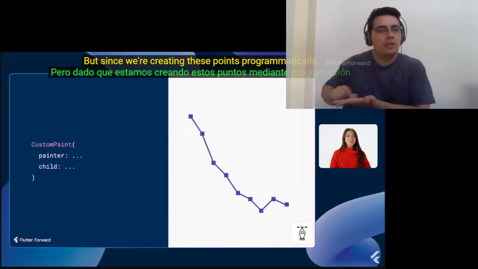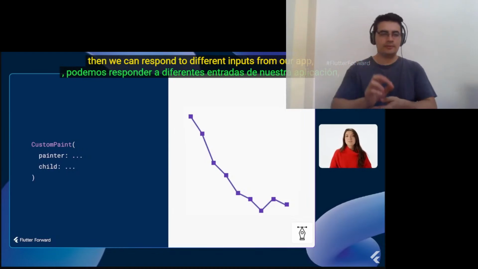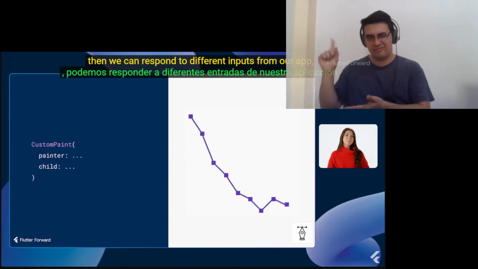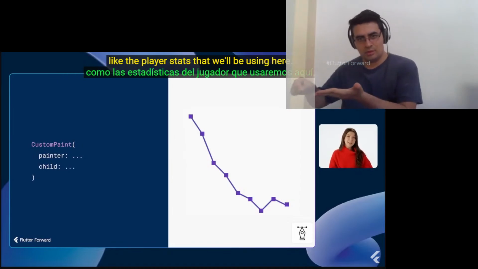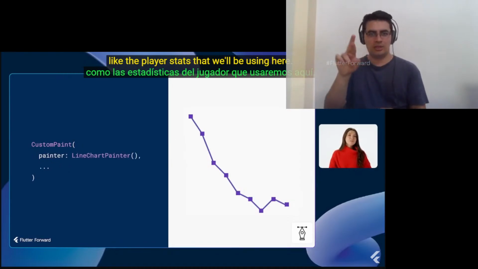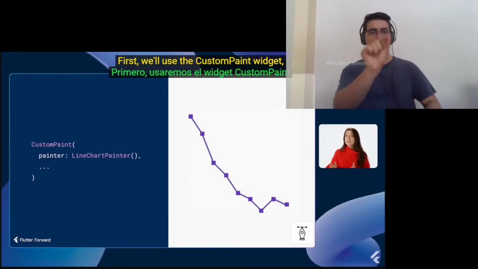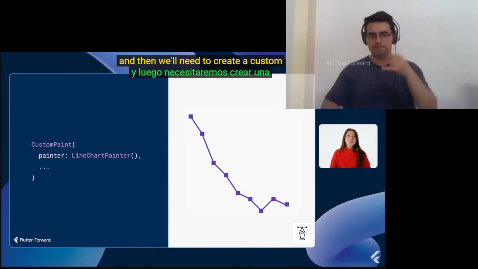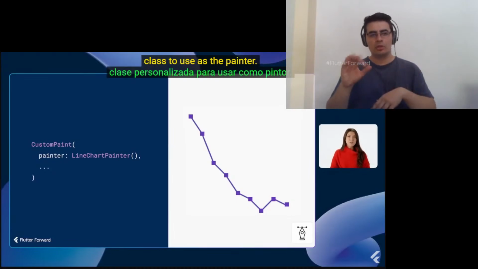But since we're creating these points programmatically, we can respond to different inputs from our app, like the player stats that we'll be using here. First, we'll use the CustomPaint widget, and then we'll need to create a custom class to use as the painter.